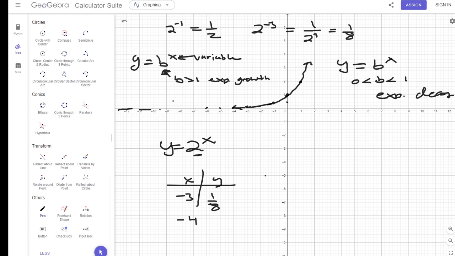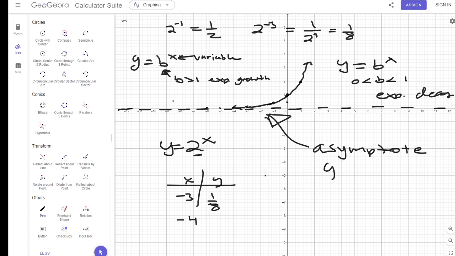It actually never goes over this line right here. It never goes over this line. We call this line a restriction line, or the official name is an asymptote. An asymptote is basically a restriction line where the graph does not go over. So this asymptote here, if you notice, is going to be y equals 0. This line right here is y equals 0. That is what we call an asymptote.